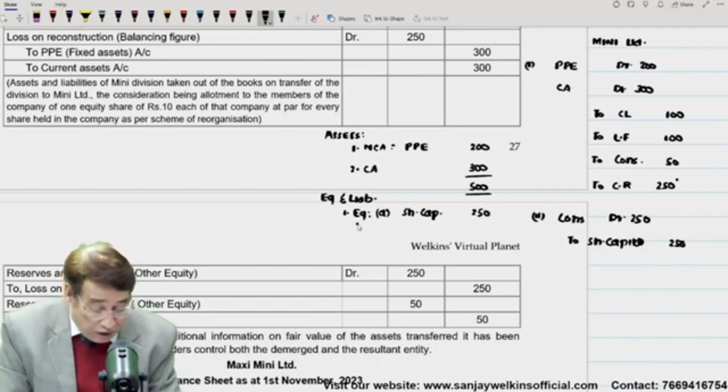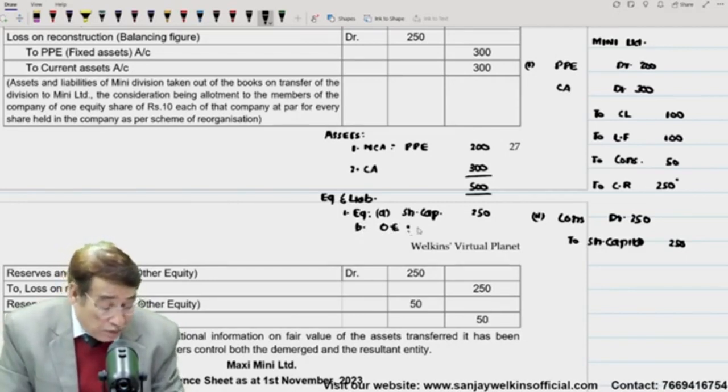Correct. Then I will write other equity. As far as other equity is concerned, in this case, capital reserve has arisen. So capital reserve, and it is a credit balance.